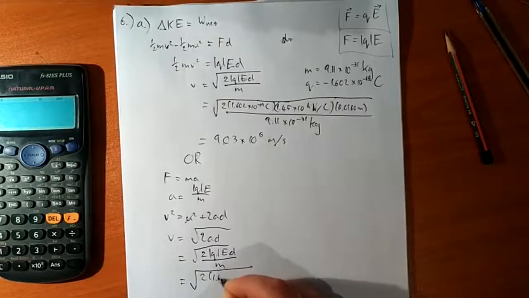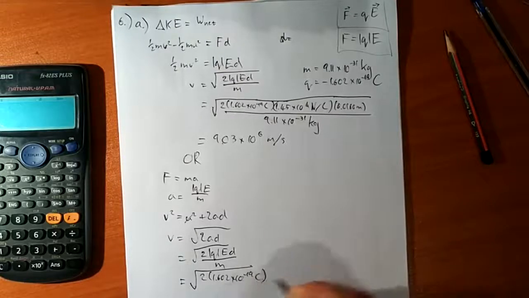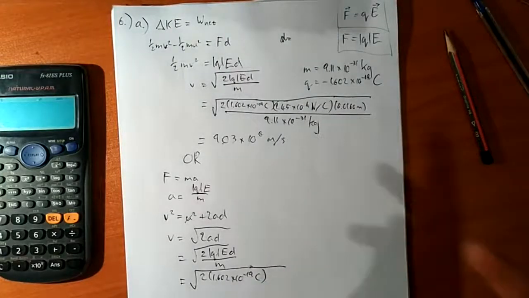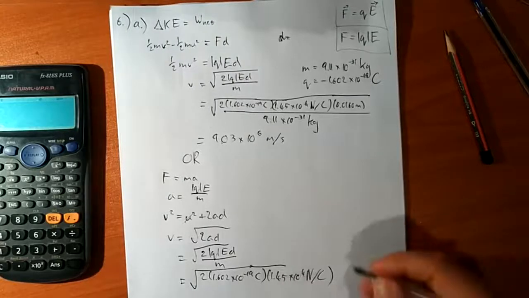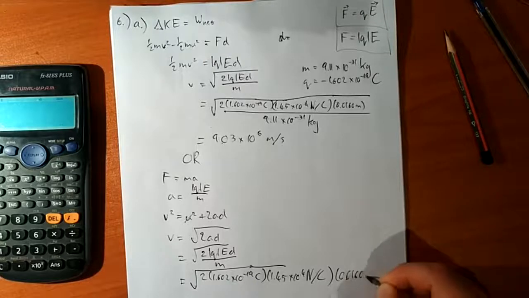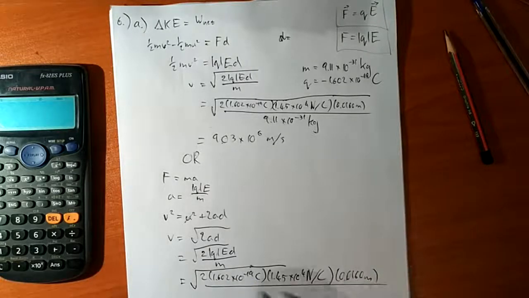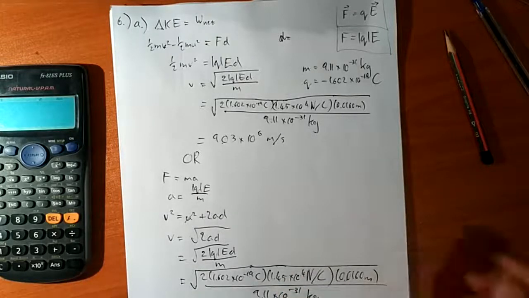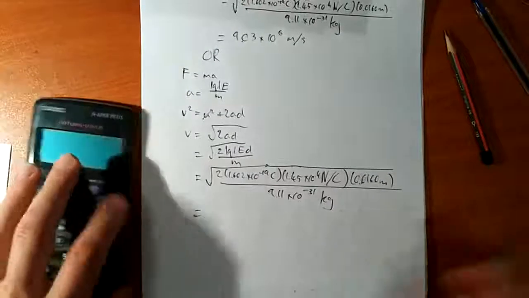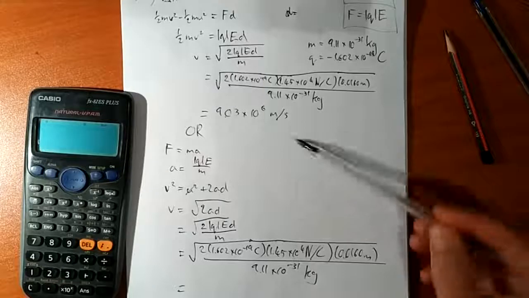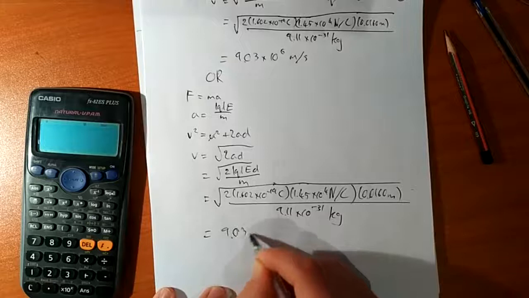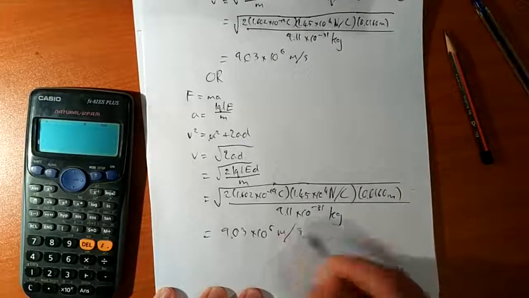2 times 1.602 times 10 to the minus 19 coulombs times electric field strength 1.45 times 10 to the 4 newtons per coulomb times distance 0.0160 meters over the mass 9.11 times 10 to the minus 31 kilograms. And let's calculate that. Oh, we don't actually have to. You'll notice it's exactly the same calculation. So this is also equal to 9.03 times 10 to the 6 meters per second.